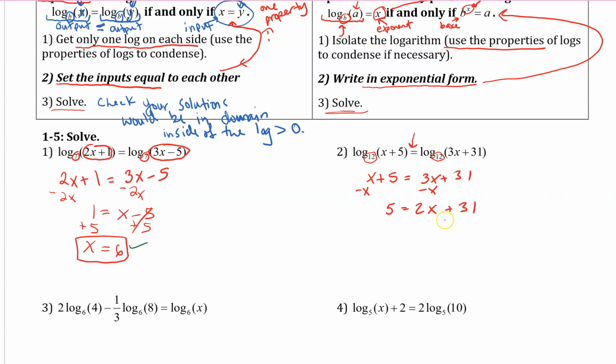So I subtracted x. Now I'm going to combine my numbers. I get negative 26. And then I will go ahead and divide by 2. And I get x equals negative 13. Okay, so that's my solution.